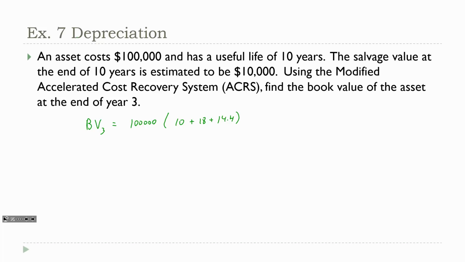So technically, it should be 100,000 minus that. Are these supposed to be in decimals? You're going to end up with 47,600. How's that? $57,600.